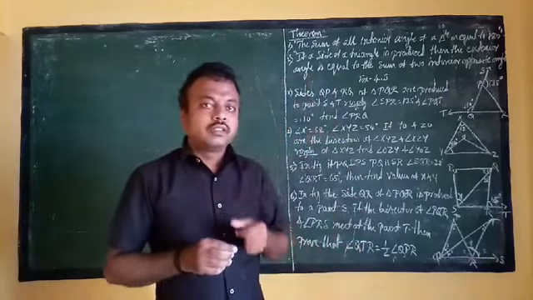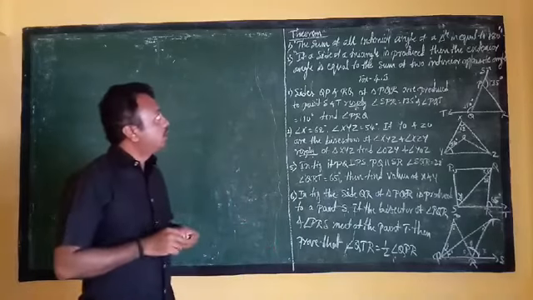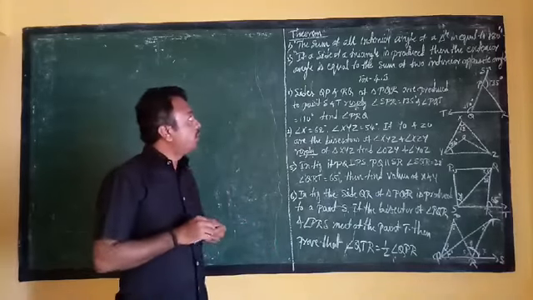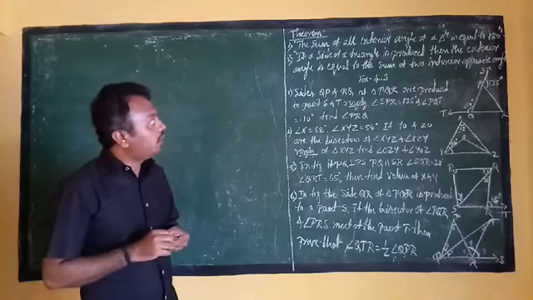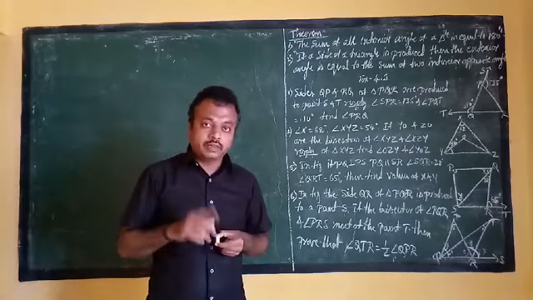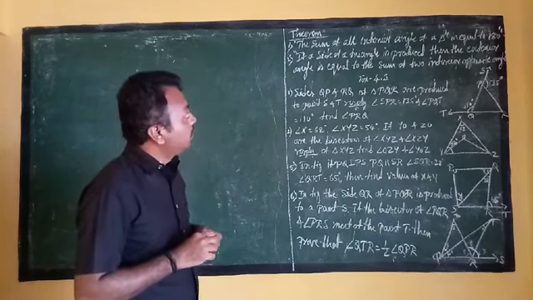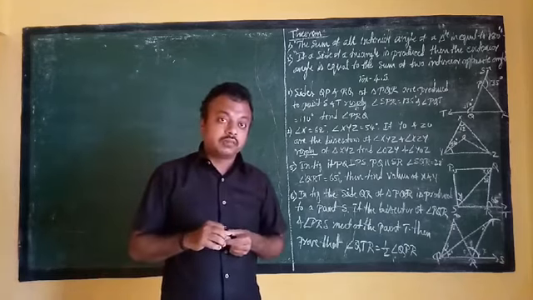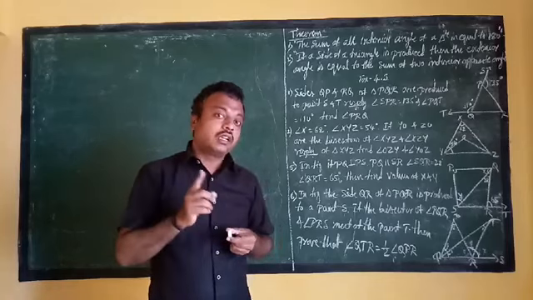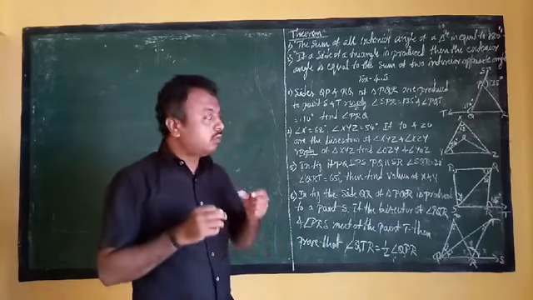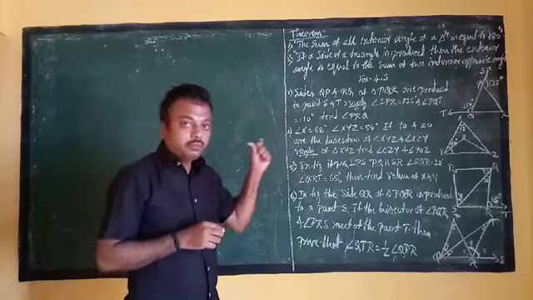Dear students, today we are going to learn theorems. The first theorem is that the sum of all interior angles of a triangle is equal to 180 degrees, which means the angle sum property of a triangle. Another theorem is the exterior angle property theorem. So one is the angle sum property and the other is the exterior angle property. These two theorems we have to prove.